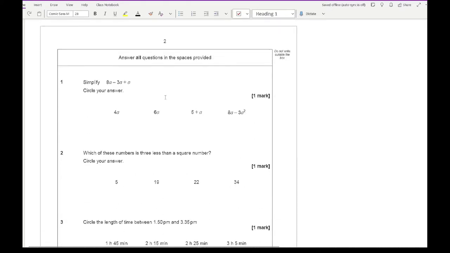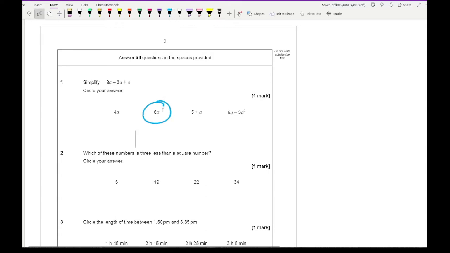So looking at question 1, it says simplify 8a minus 3a plus a. So 8 take away 3 is 5, plus 1 is 6, so the option we want to circle is our second one.